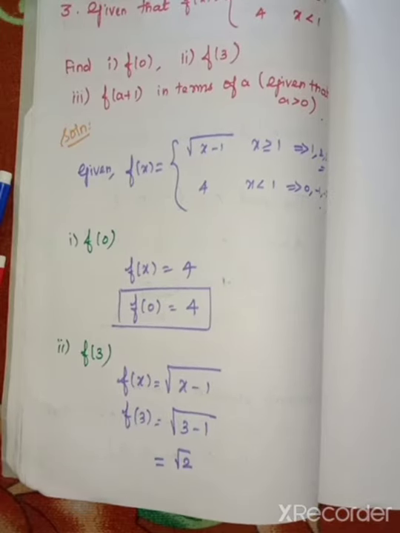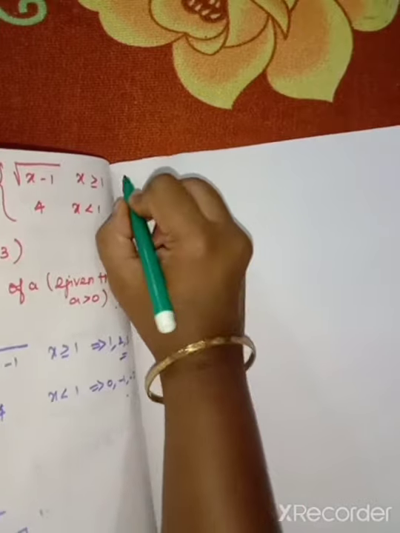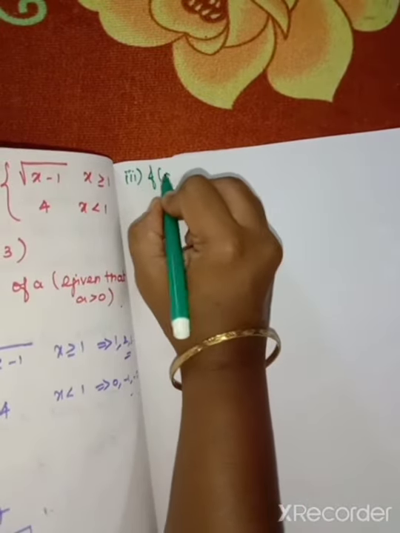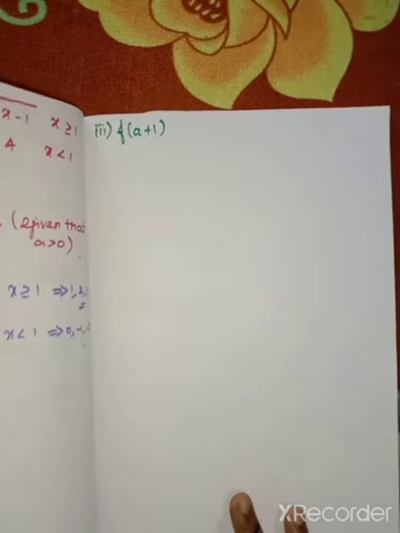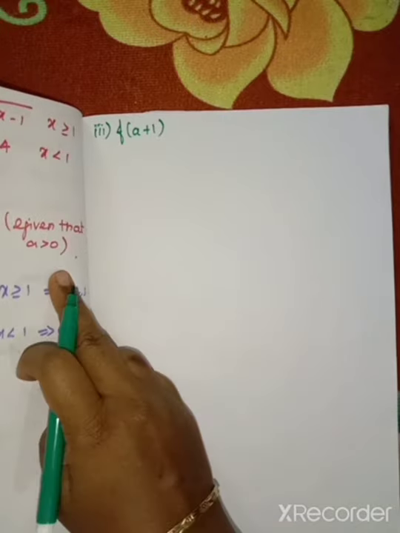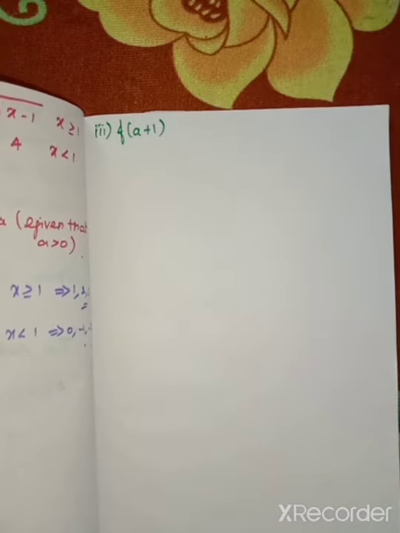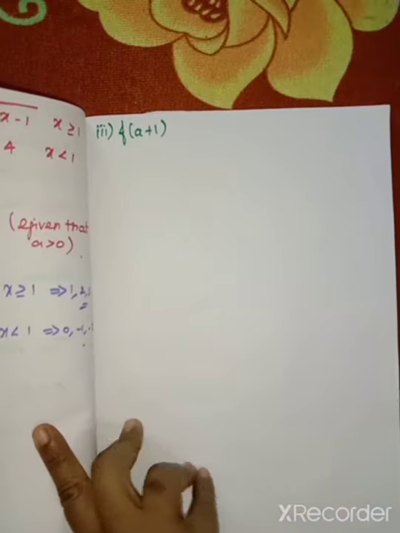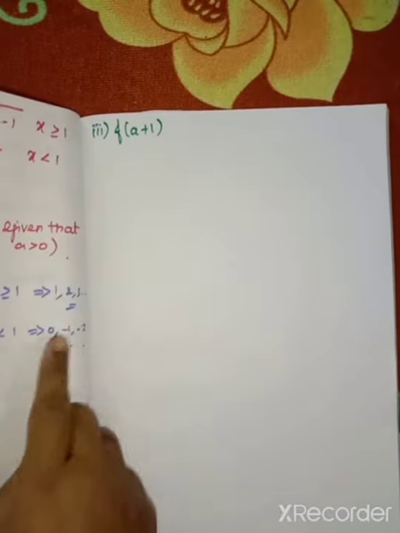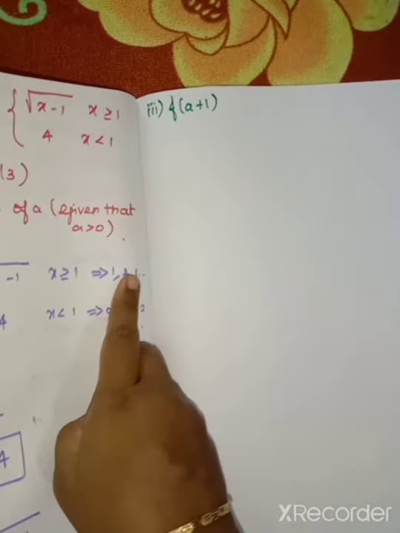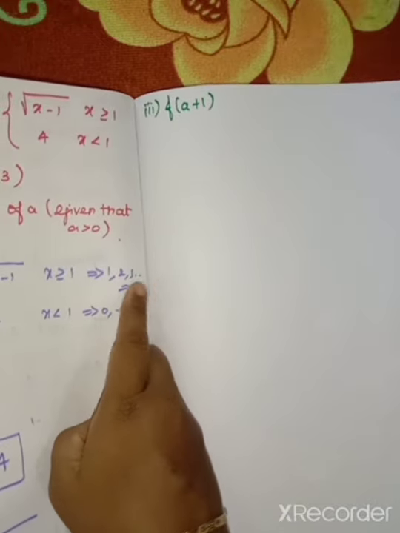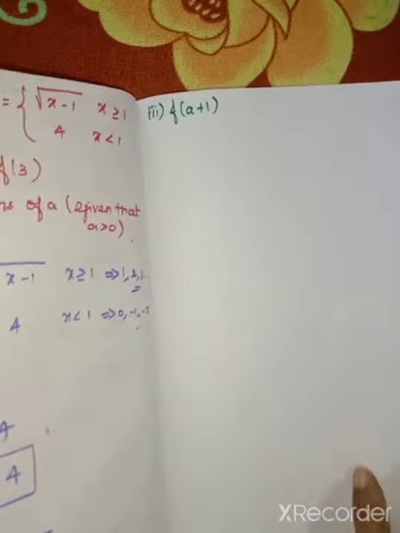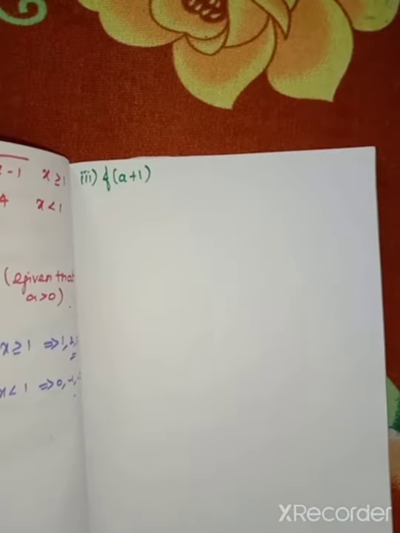Then the third one is f of a plus 1. Given that a is greater than 0, in place of x we want to write a plus 1. Greater than 0 means we have to take the first one alone, because the next values are 1, 2, 3, etc. So the first one, f of x, is given.